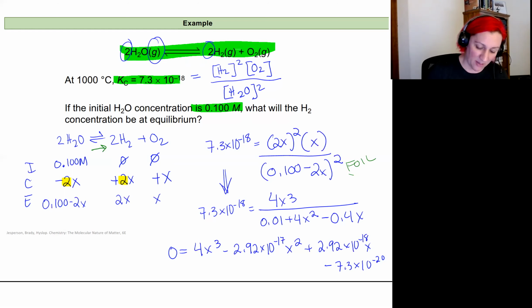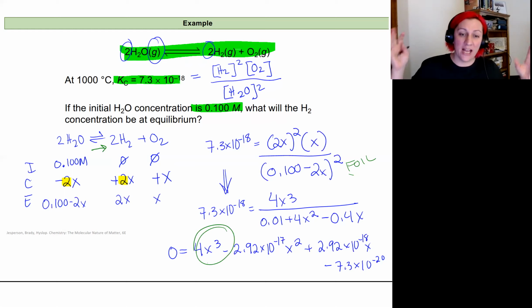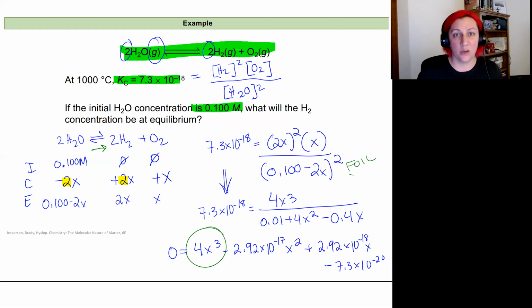We need to be able to solve that 4x cubed. That makes all the difference in the world. That takes us from being, yeah, you just plug it into the quadratic, to being annoying. So this is a cubic. And I'm not going to tell you to solve it at this point.